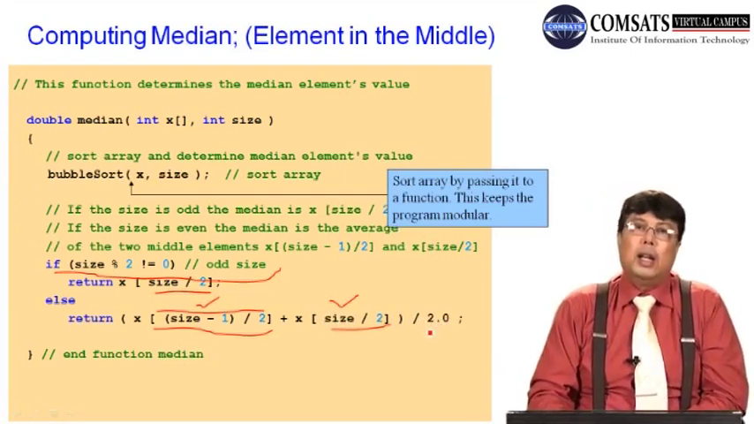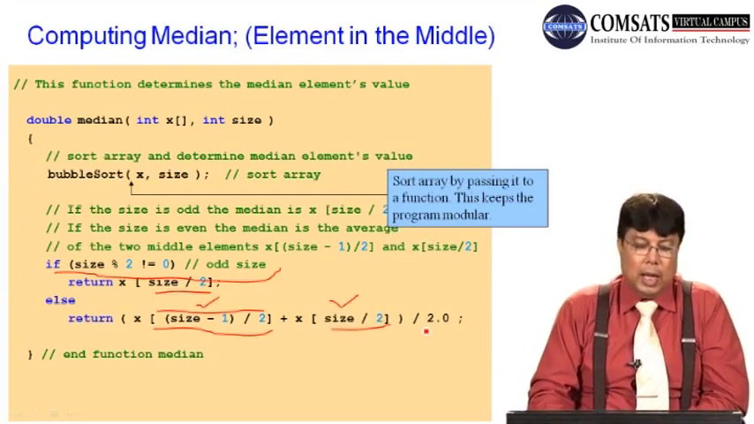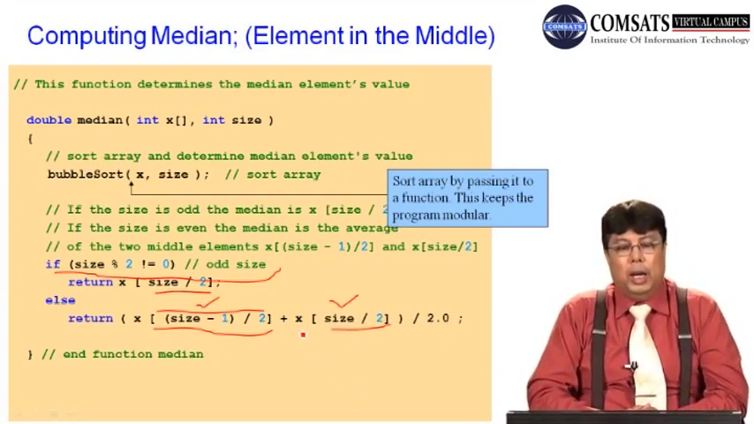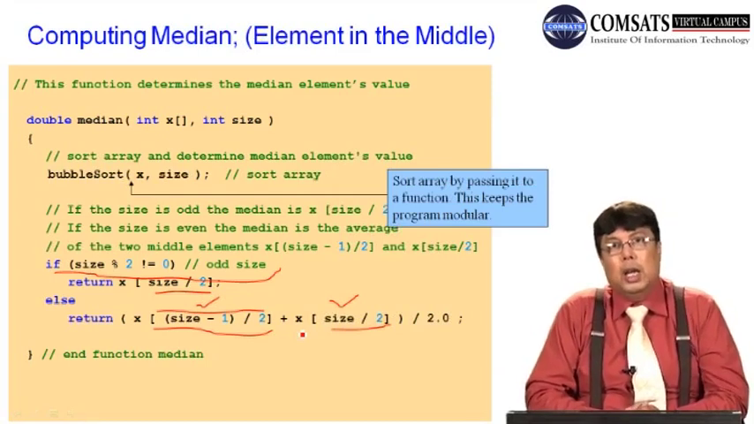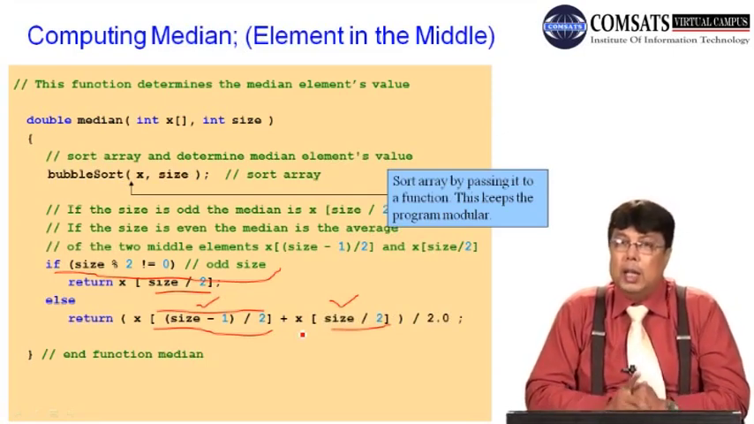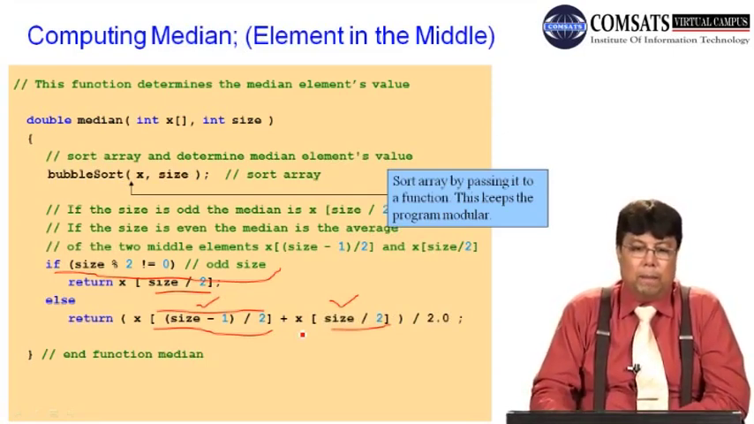So if the array contains an even number of elements, then it will compute the median like this, or if it contains an odd number of elements, then we just need to return the middle element, provided the array is sorted.